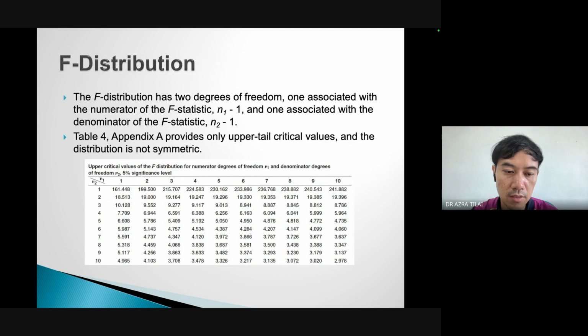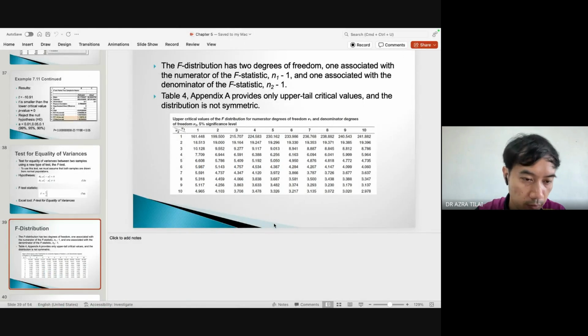Test for variance. These are the F distribution.